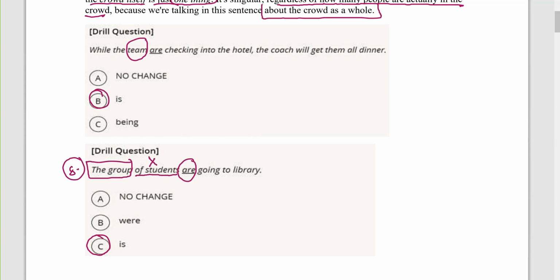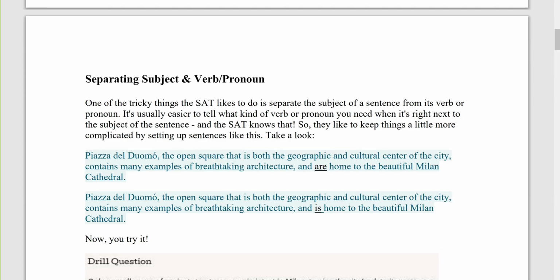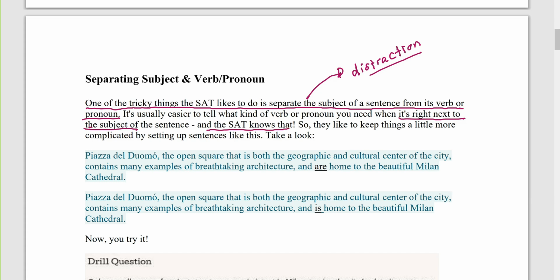Now we understand. Then, separating subject, verb, pronoun. One of the tricky things the SAT likes to do is separate the subject of a sentence from its verb or pronoun. And that kind of separation, we call it distraction. SAT people, they are trying to distract us. It's usually easier to tell what kind of verb or pronoun you need when it's right next to the subject. If you have got a subject very close to the verb, it's easy to figure out the agreement. But if there is something in between, that's the problem, okay? And the SAT knows that very well. So they like to keep things a little more complicated by setting up sentences like this.